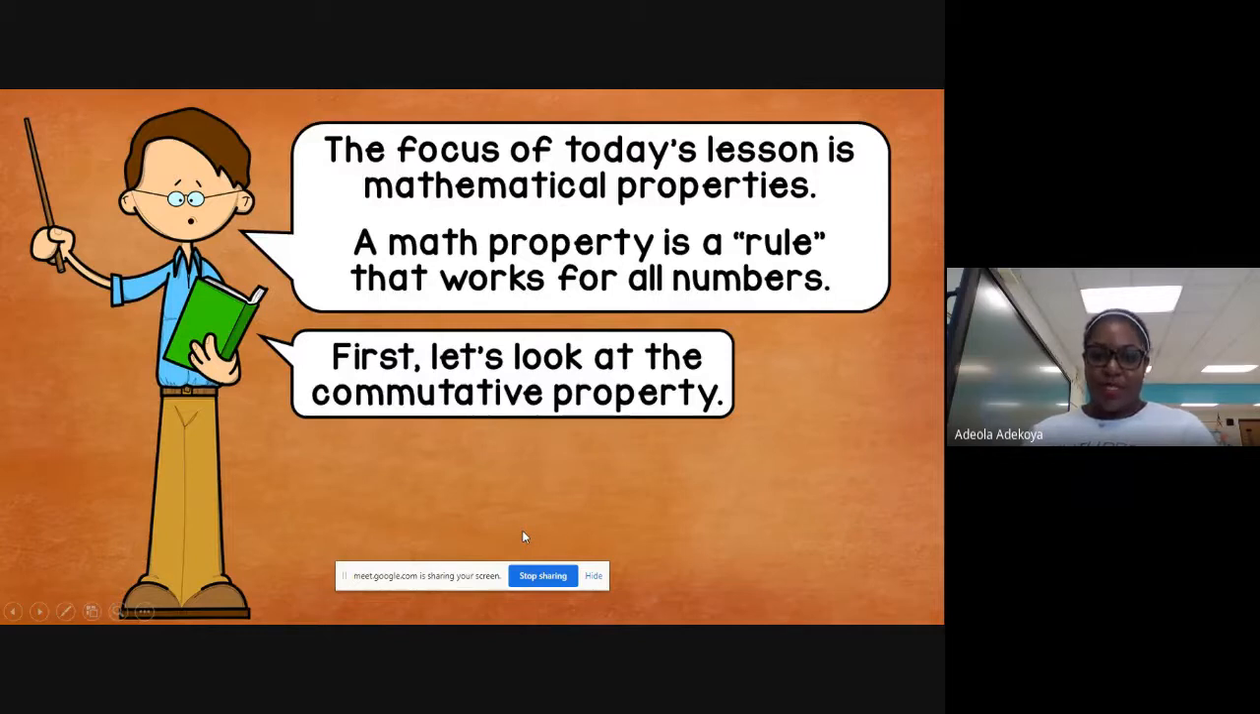So we're going to focus today on math properties. What is a property? A property is a rule that works for all numbers. Please make sure you're taking notes. All right, a property is a rule that works for all numbers. So the first one we're going to look at today is the commutative property.